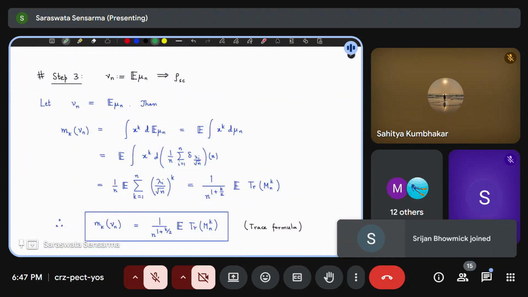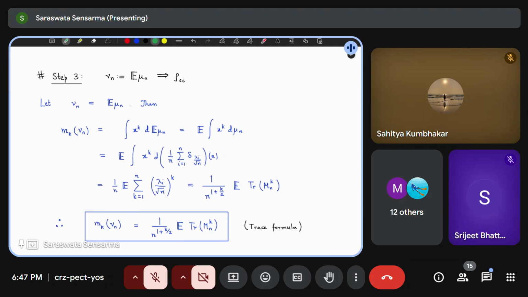Okay, so let's say nu n is equal to expectation of mu n, and then the kth moment, if we wish to compute it, we can take this expectation out by definition, and if we compute this expectation, we get this basically, right? It's 1 over n expectation of sums of kth power of those normalized eigenvalues. In particular, if I take this n to the k over 2 outside, this is exactly the expected trace of mn to the power k. And this is called the trace formula. And I won't say much more about this, but this is sort of the basis.